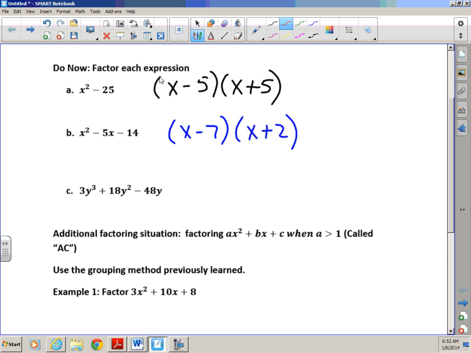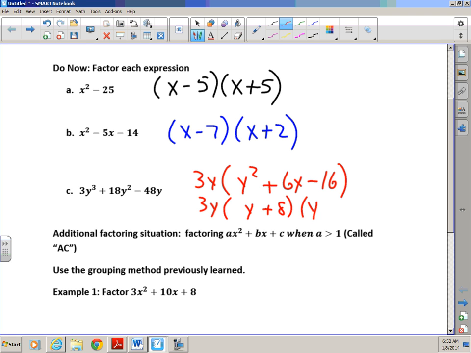And then the third one, you should see that the first thing you want to do is factor out the GCF of 3y, so that you're left with y squared plus 6y minus 16, and then you take a look and see that you can still factor y squared plus 6y minus 16 by using the I AM method.